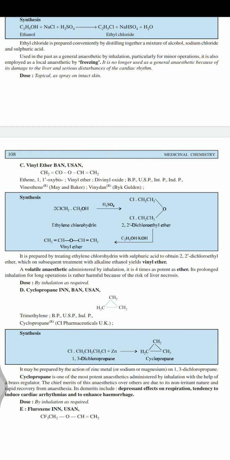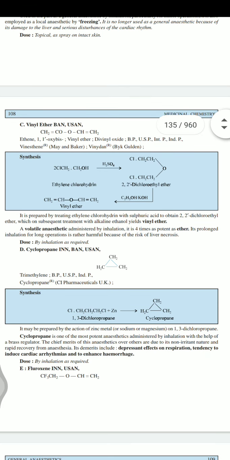The next one, chloropropane. It is prepared by the action of zinc or any other metal like sodium and magnesium on 1,3-dichloropropane. Chloropropane is the most potent anesthetic administered by inhalation with the help of a brass regulator. It is also dosed by inhalation as required.